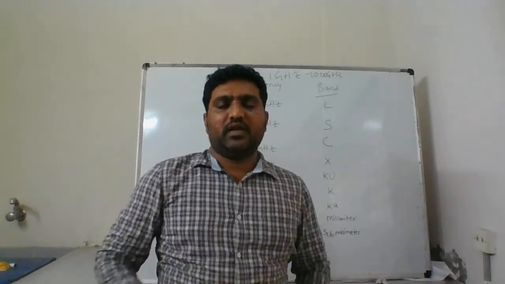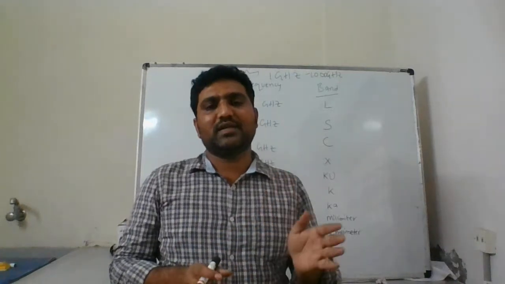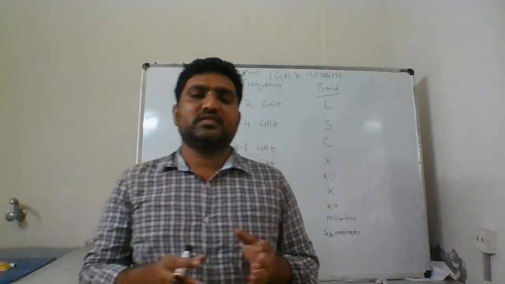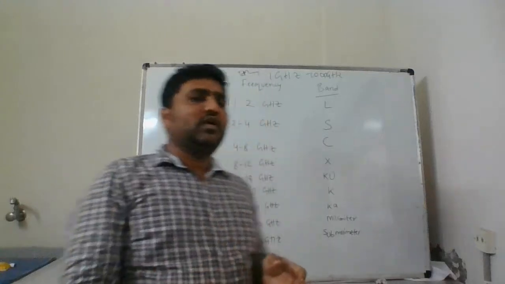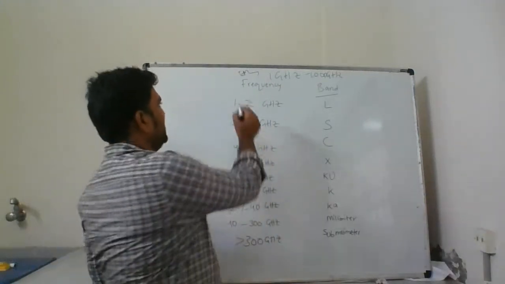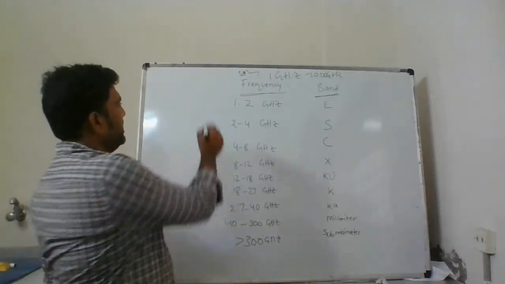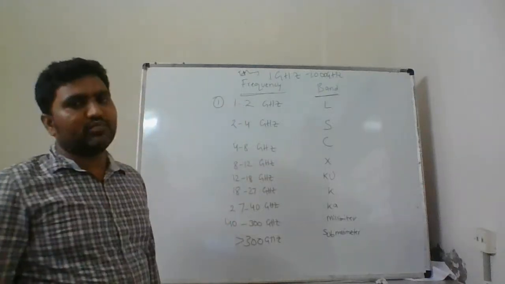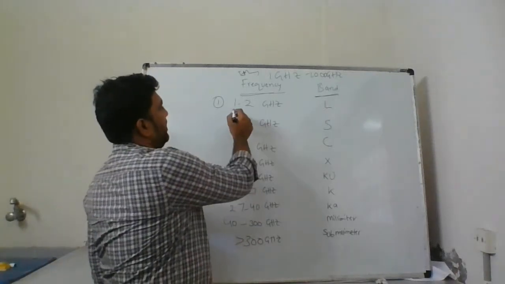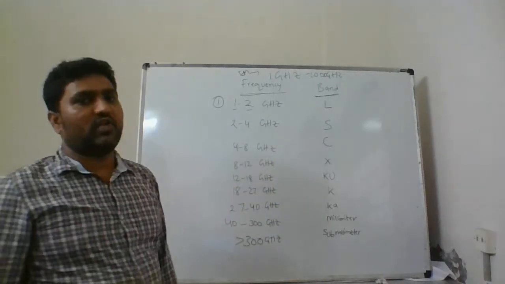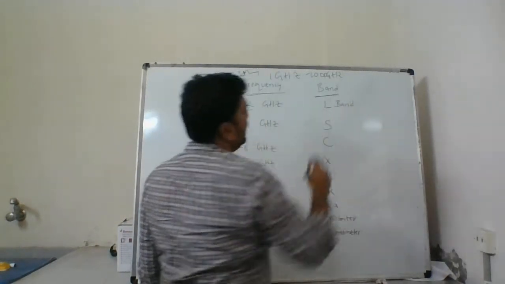This microwave band, 1 gigahertz to 1000 gigahertz, is subdivided into several categories based on the frequency of the signal. Based on frequency, microwave signals are divided into several bands. The first case is frequency ranging between 1 gigahertz to 2 gigahertz. This frequency range is called the L band of microwaves, so it is an L band microwave signal.